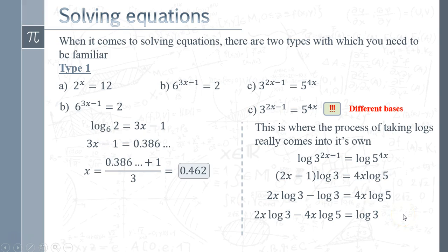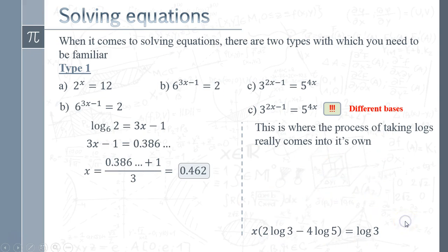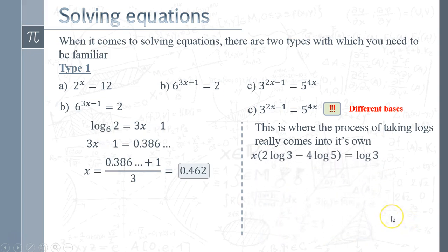There we go. What we've got to do now is a little bit of factorising. So take out the x. So we've got x(2 log 3 minus 4 log 5) equals log 3. And then finally, all we've got to do now is just take this entire bracket and take it over to the other side. There we go. And now you've got something, just whack that into your calculator. And there's the answer. That's it.